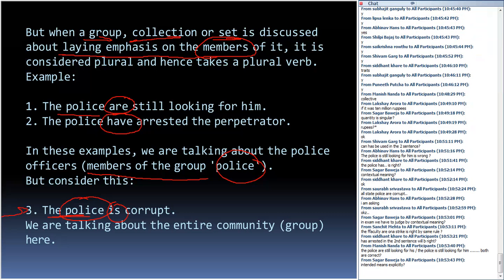Okay, wait, hold on. Sanchit, you are saying the faculty are on a strike is right by the same rule. Yes, it is right, but in that case, it does not mean the entire group. It means members. It implies the faculty members are on a strike, not the entire group.